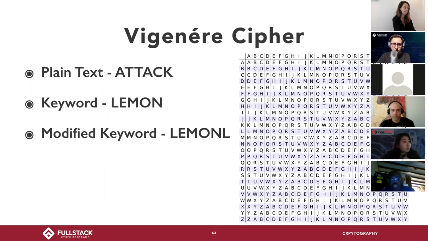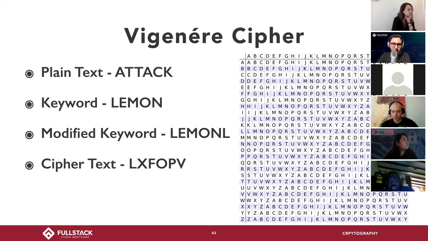So now what I can do with this chart is use my plain text and my keyword to result in the ciphertext. If you look at this chart on the horizontal axis and look for the letter A, which is the first thing, and we combine it with L, the result of that combination is L. Yes? If we take T and we combine it now with E, so we go to T and then E, and you go down this chart, you'll see that the next letter is X, and we can continue onward. So the result of this, the ciphertext, would be LXFOPV.